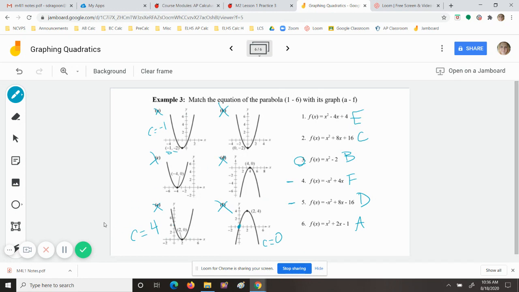All right, guys, hopefully this was helpful. You're going to have some more practice on graphing quadratics and properties of graphs after this.